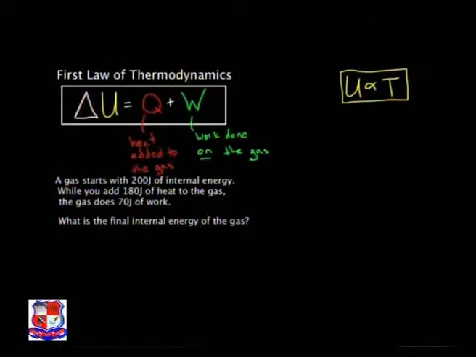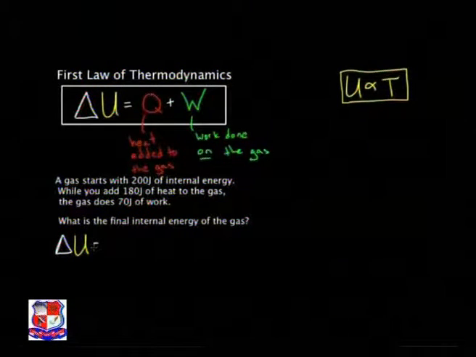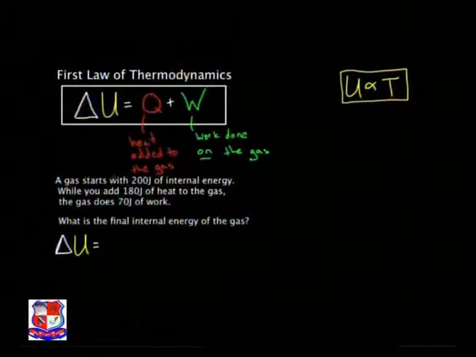Let's try another one. Let's say a gas started with 200 joules of internal energy, and while you add 180 joules of heat, the gas does 70 joules of work. What is the final internal energy of the gas? Alright, so the change in internal energy equals Q. The gas starts with 200 joules of internal energy, that's not heat. While you add 180 joules of heat, should it be positive or negative? It's going to be positive, you're adding heat to that system. So positive 180 joules of heat are added, plus the amount of work done on the gas. It says the gas does 70 joules of work.